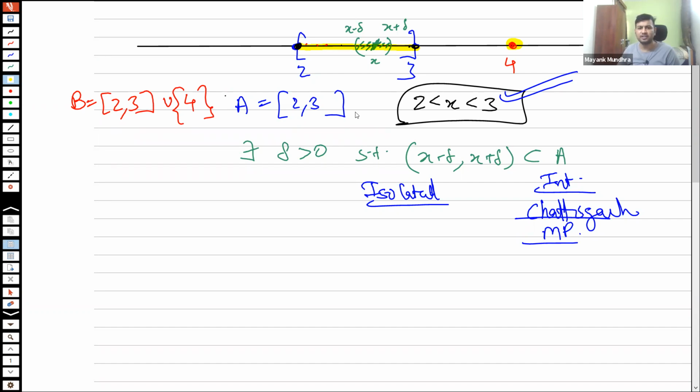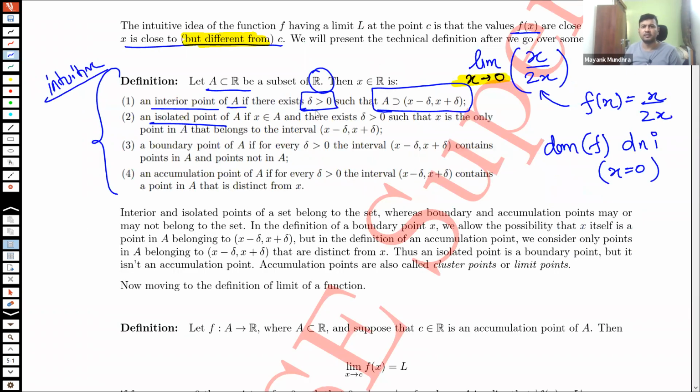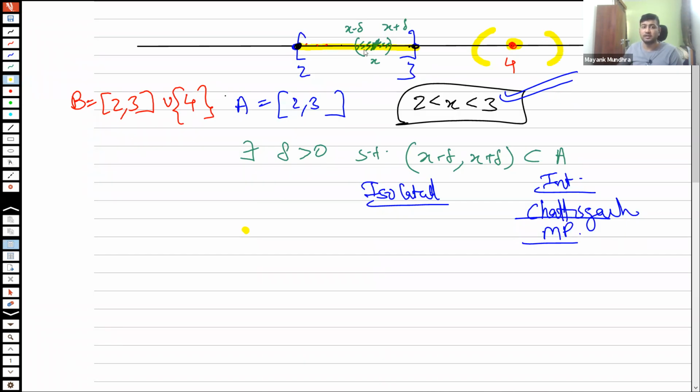So the technical definition here is that x is an isolated point if there exists a delta positive such that x is the only point in A that belongs to this interval. So you can construct a delta positive interval here such that this point 4 is the only point inside the set A lying inside this particular interval.